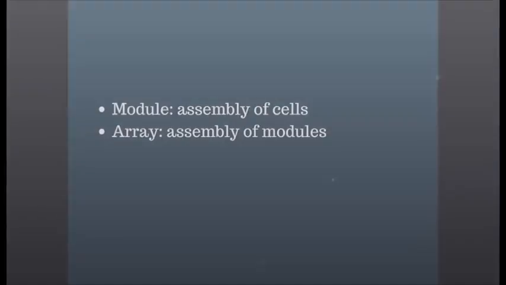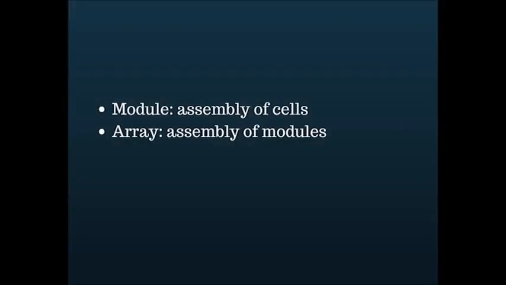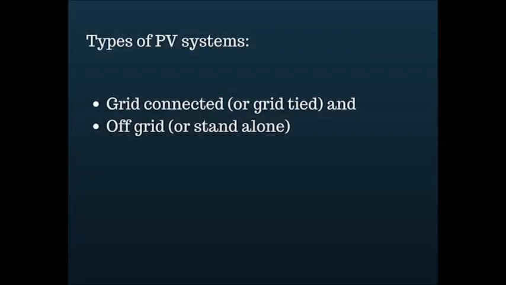Assembly of cells are used to make up solar panels, also called solar modules. Modules or panels together constitute what we call photovoltaic arrays. Solar PV systems can be connected to the grid or can work as isolated systems for the use of a single household or institution in areas where the grid is unavailable or just not reliable.